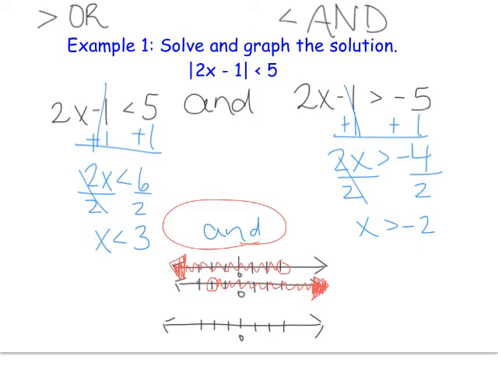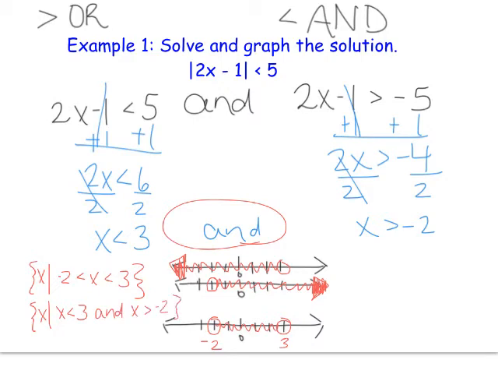So the overlap or the intersection will be all the numbers that fall in between -2 and 3. So this is the graph of the solution. In set builder notation, we could say x such that -2 is less than x is less than 3. Or we could say it this way, x such that x is less than 3 and x is greater than -2.